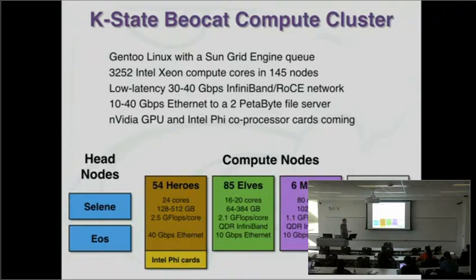54 of them are the newest Hero nodes. These have the Haswell processor. Each of these has 24 cores and somewhere between 128 and 512 gigabytes. It has 40 gigabit per second Ethernet, but we're running what's called a low latency RoCE, or RDMA over converged Ethernet over that. So you get 40 gigabits per second with a latency of about 1.5 microseconds.